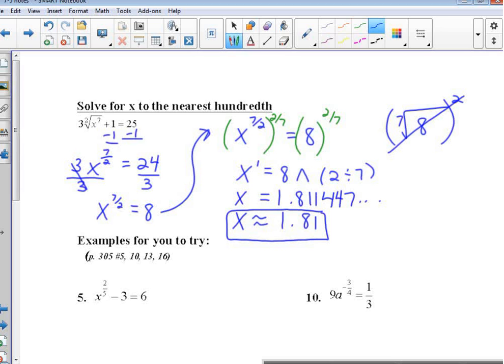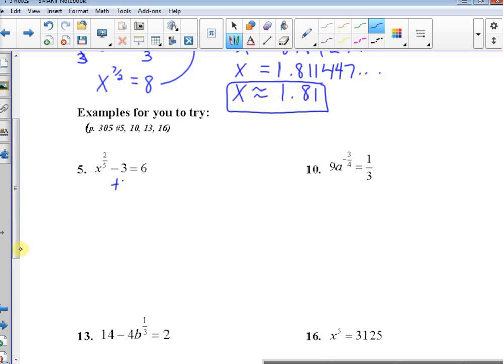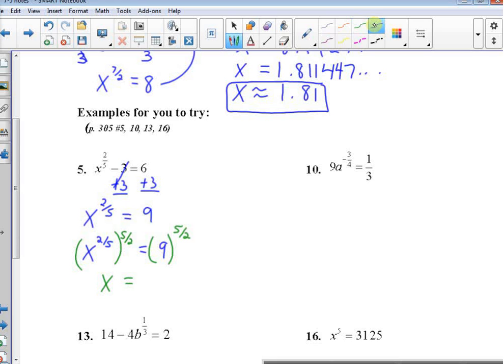All right, next one. Take and add 3 to both sides. So we get x to the 2/5 equals 9. And then raise both sides to the 5 over 2. So we get x equals the square root of 9 to the 5th. So x equals 3 to the 5th, and 3 to the 5th is 243.